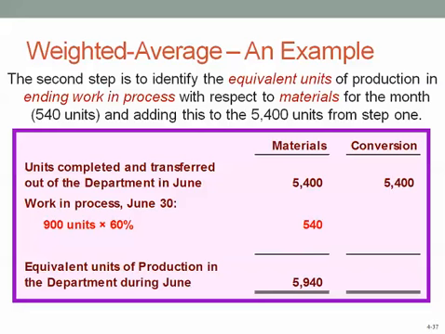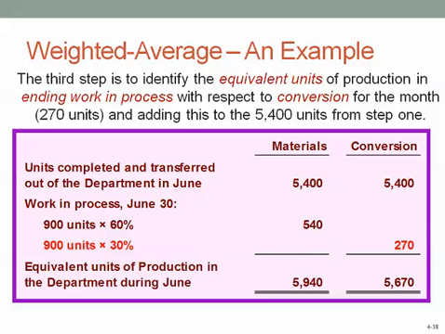For conversion cost, we'll take the same 900 units, but this time we'll multiply it by the 30% estimated level of completion, and we get 270 equivalent units. So our total equivalent units for conversion cost would be 5,670 units. This is the 5,400 that were transferred out, and the 270 equivalent units in ending work in process inventory.